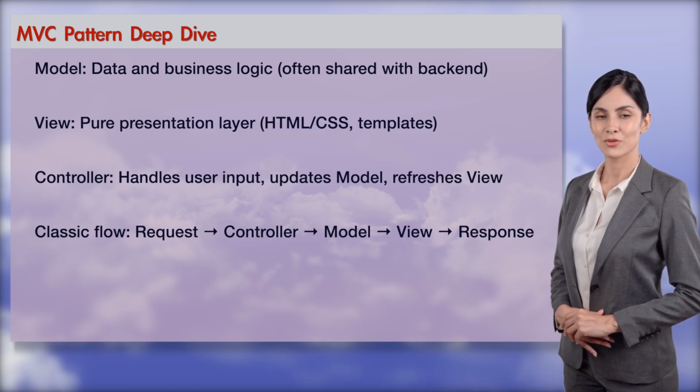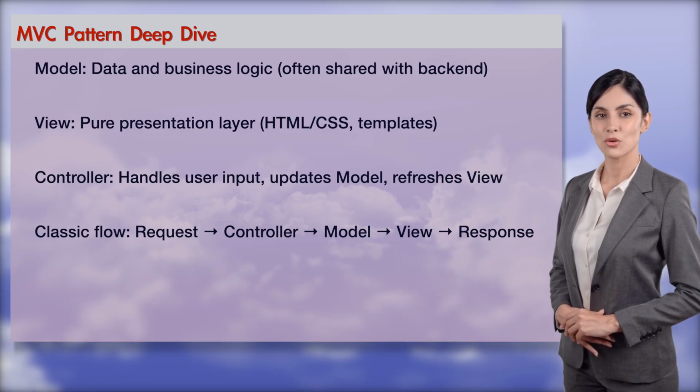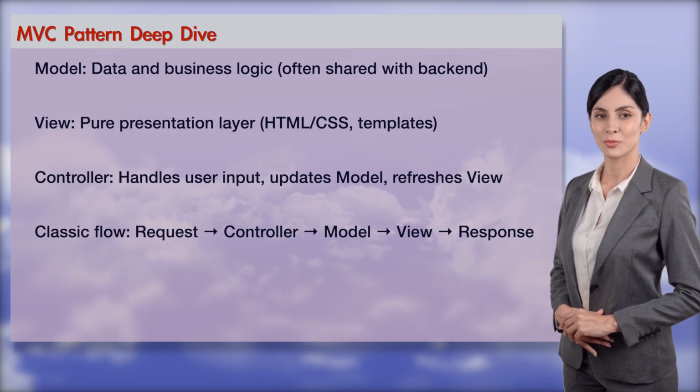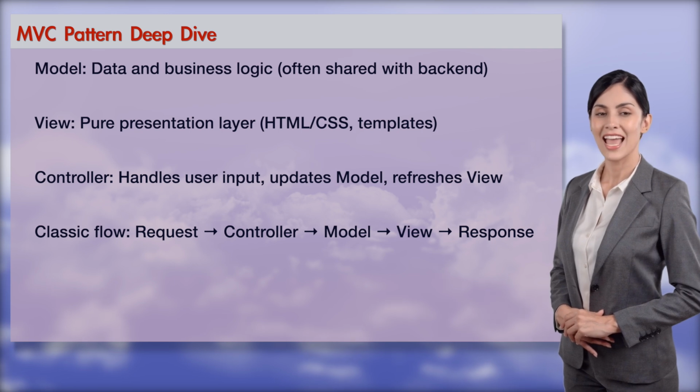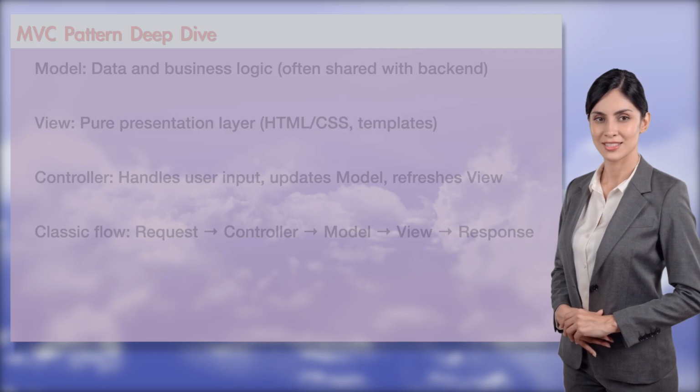In traditional server-rendered MVC, the flow is HTTP request arrives at controller, controller fetches or updates model, selects view, renders HTML, and sends response. Strengths include very clear separation of concerns, and a mental model that's easy to teach and understand for small to medium applications.